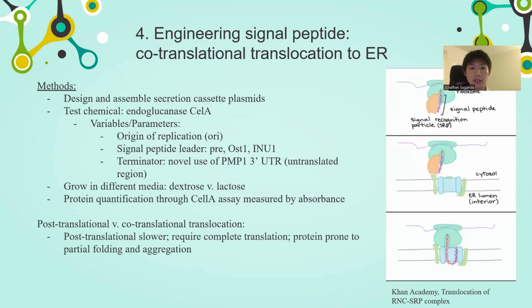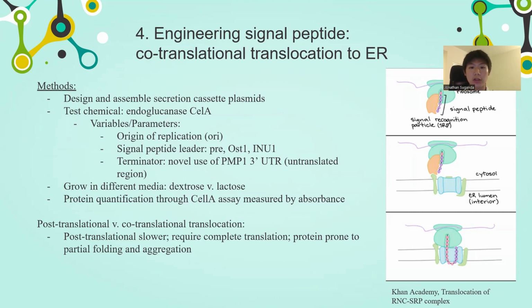We conducted our research by first designing our secretion cassettes with endoglucanase CelA as the test protein and transforming them into our K. marxianus strains. This was followed by growth and protein quantification by an absorbance assay. The parameters we tested were origin of replication, signal peptide leader, strains, and carbon substrates.